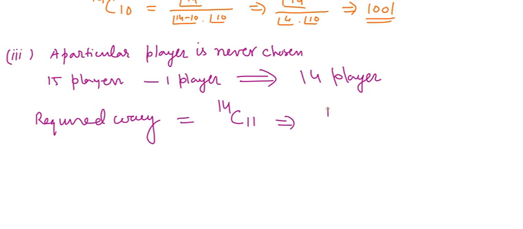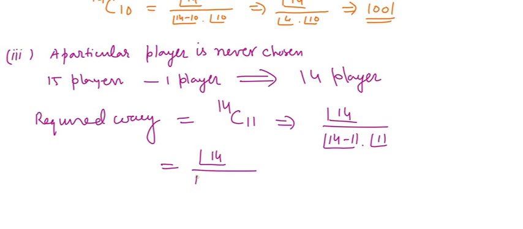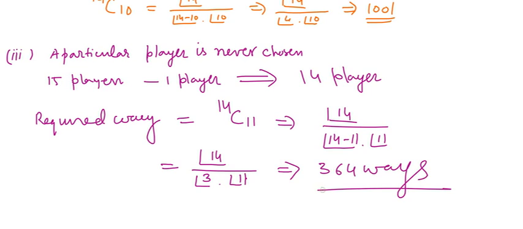So, this is factorial 14 upon factorial 14 minus 11 into factorial 11. It means factorial 14 upon factorial 3 into factorial 11. When we will simplify, we will have 364 ways. Okay.